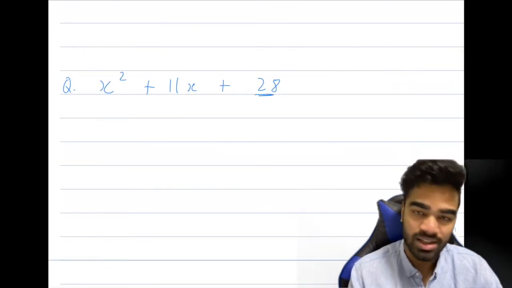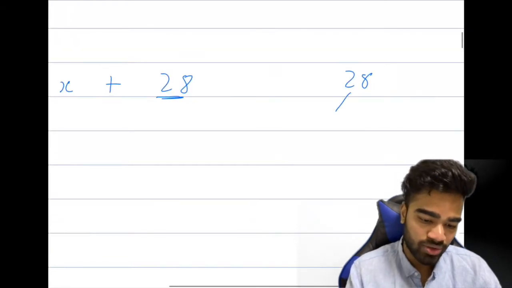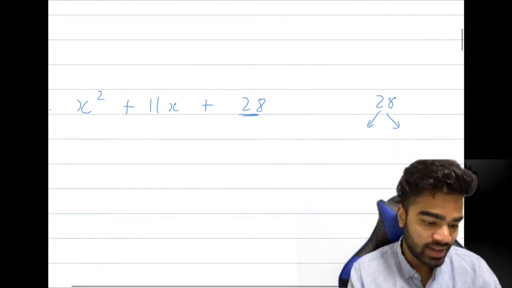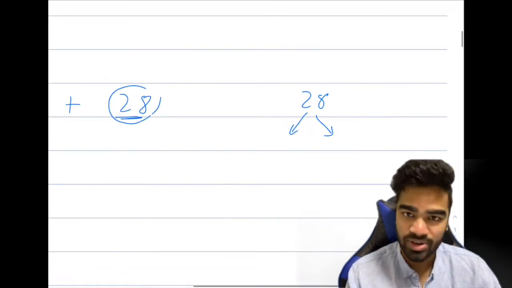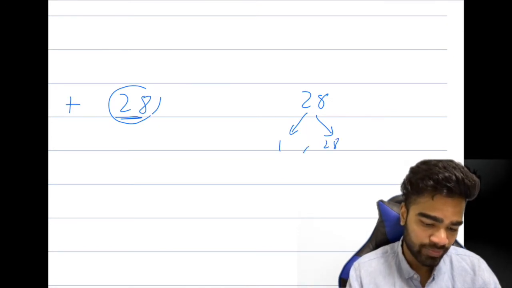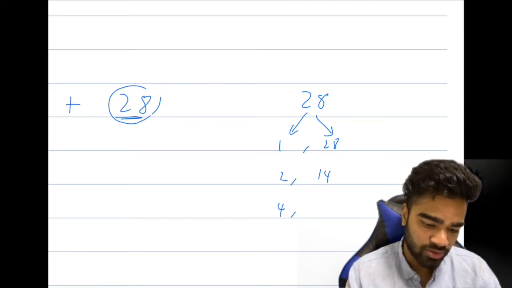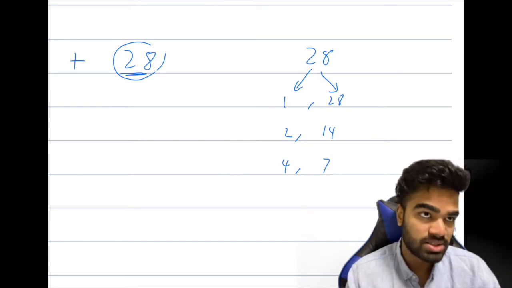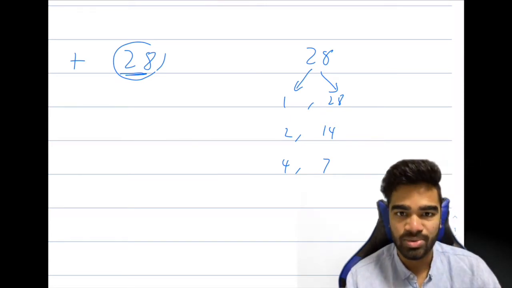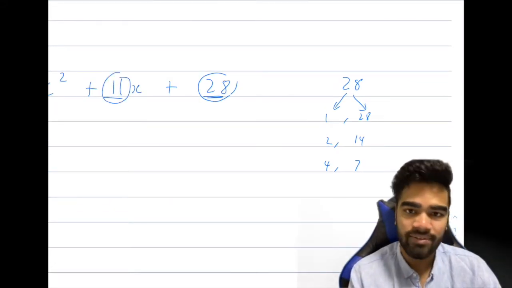Again, you look at the last number, which in this case is 28. Write 28 on the side. Now, what factors of 28 add to 11 and multiply to 28? That's the two conditions we need to have. So let's first write down all factors of 28: 1 and 28, 2 and 14, 3, there's no factor with 3, so 4 and 7. What else? 5, 6, no, 7, well, 7 times 4, so we just stop there. These are all the factors of 28.